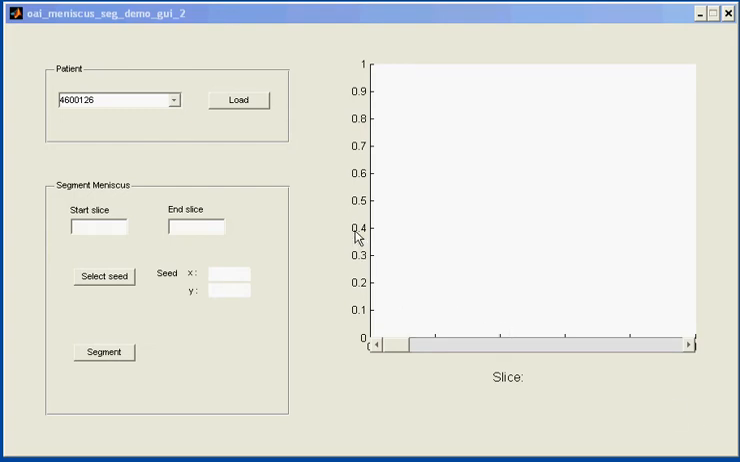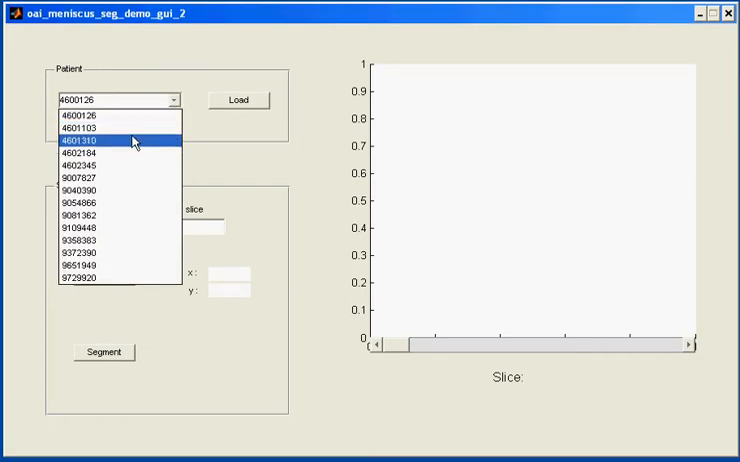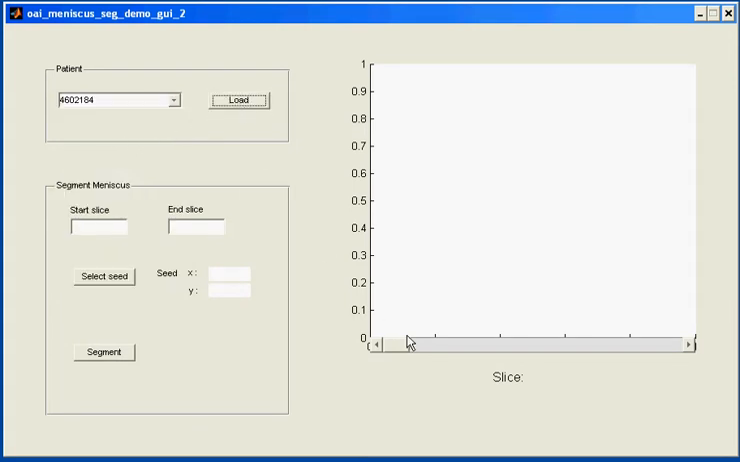This is a demonstration of the semi-automated meniscus segmentation method developed at the Ohio State University Department of Biomedical Informatics. We'll begin this demonstration by loading a patient. This is a list of patients used in the study, and we'll pick one.